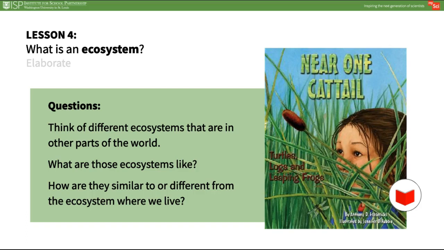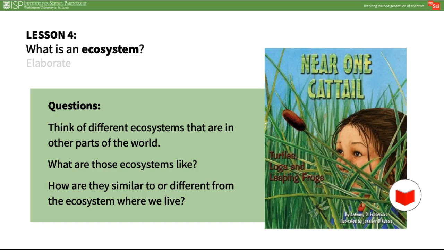In the Elaborate portion of the lesson, have students again share their ecosystem poster with the class. As a class, ask them to brainstorm different ecosystems that may be in other parts of the world. Describe what these ecosystems are like and how they may be similar or different than the ecosystems where we live. Support students struggling with this conversation by suggesting that they identify different types of animals that may be found in colder regions, deserts, rainforests, or oceans.